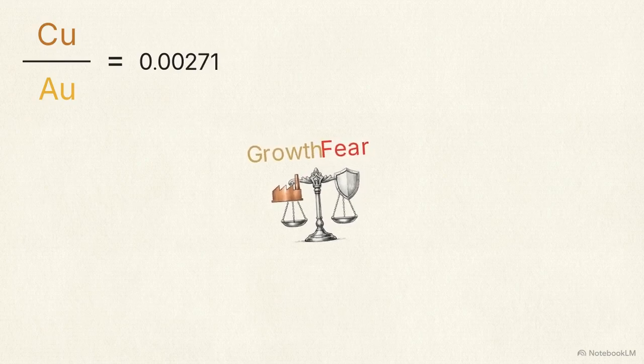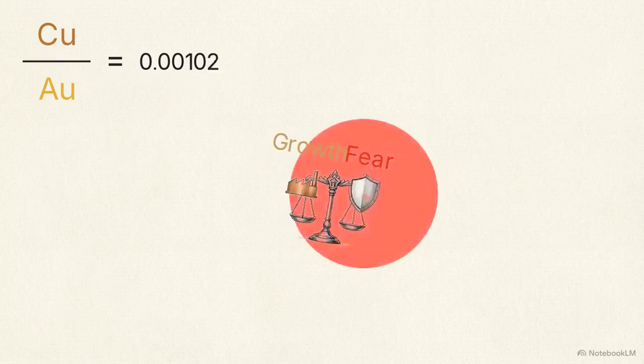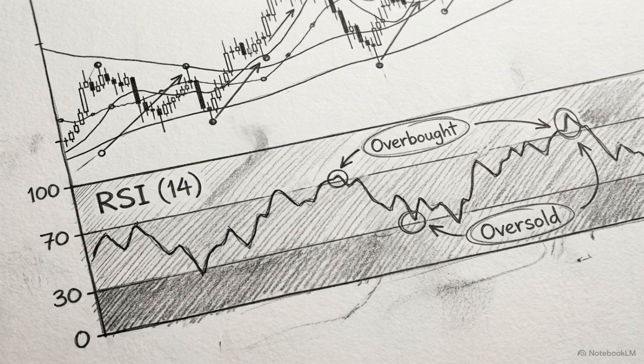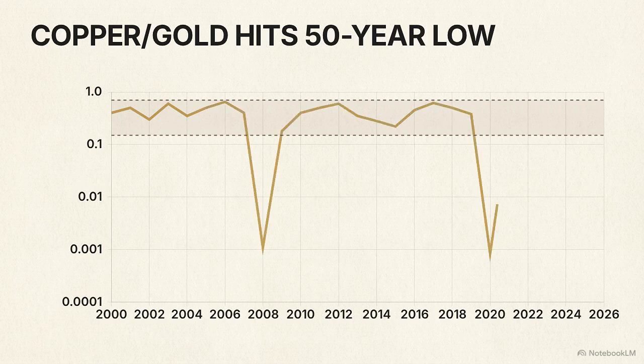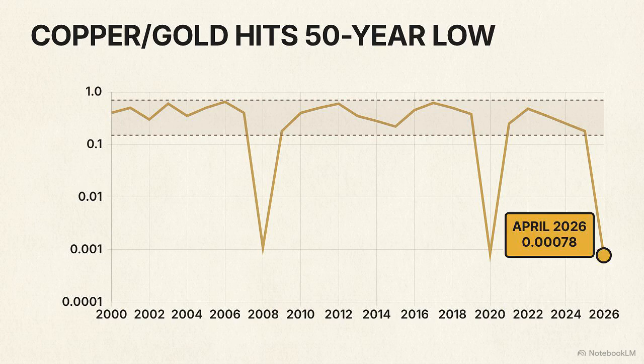A rising ratio means growth is outperforming fear. A falling ratio means fear is taking over. Now, plot this ratio on a monthly chart and apply a 14-period Relative Strength Index, or RSI, to help gauge momentum. This chart shows the historical copper-to-gold ratio. During normal economic cycles, it bounces safely between a floor of 0.15 and a ceiling of 0.70. Looking at April 2026 data, the ratio has collapsed. It broke the historical floor, hitting a 50-year low of 0.00078.